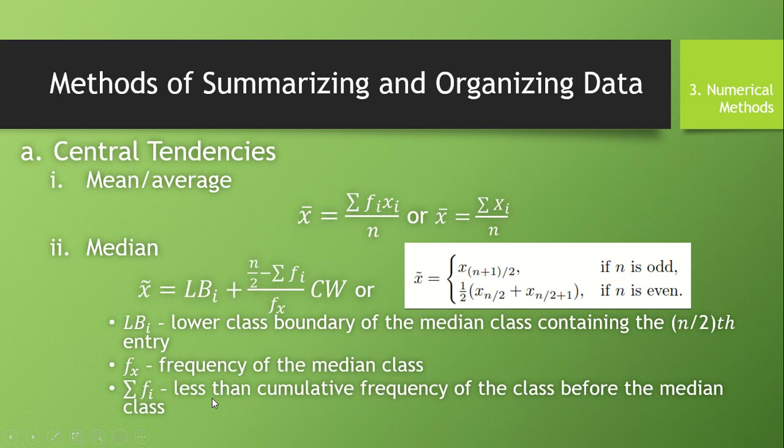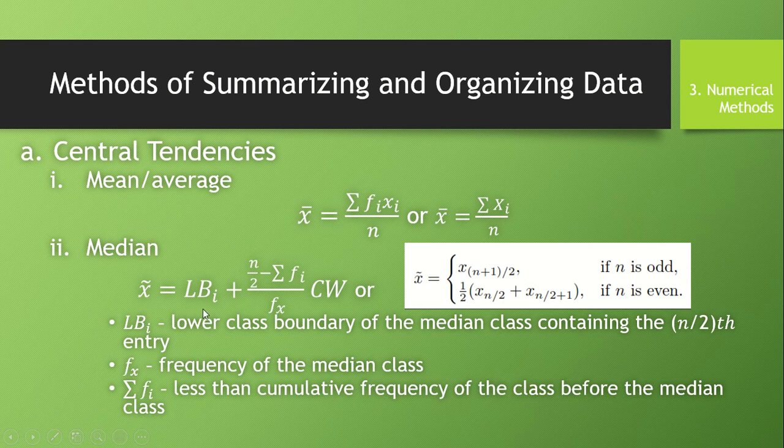After mean or average, we have the median. The median is another term for the middle value of your data. There are still two ways of calculating the median for grouped and ungrouped data.